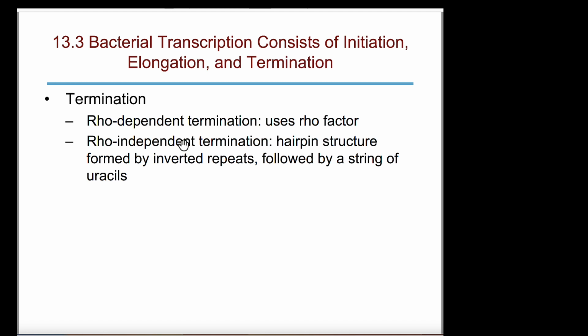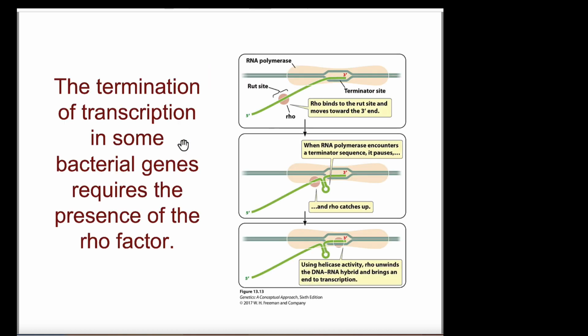The second is rho independent termination, and in this case here, termination is not dependent upon the protein rho. It actually is utilizing a hairpin structure that is formed by inverted repeats, and then it's followed by a strand of uracils. And so this hairpin loop or hairpin structure that forms is actually believed to cause RNA polymerase, as it is going down the strand and synthesizing RNA, to literally destabilize and fall off. Okay. So the rho independent termination forms a hairpin structure that is thought to destabilize RNA polymerase and cause it to fall off. That is how RNA synthesis is terminated.